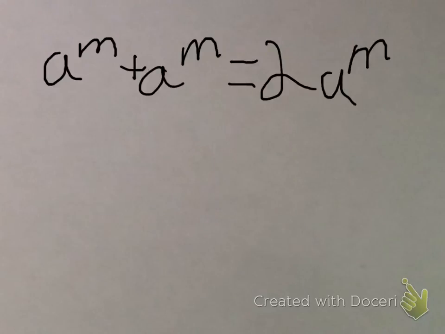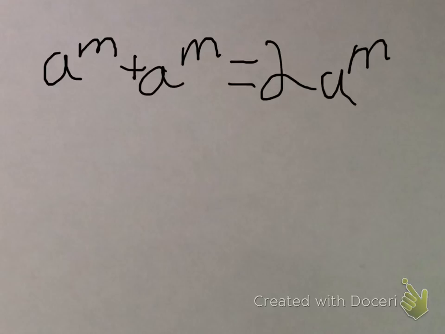So this is law 1, and as you can see, we have the model first. It's a to the power of m plus a to the power of m equals 2a to the power of m. And you just add the a's together, and then you're just going to keep the m's the same.